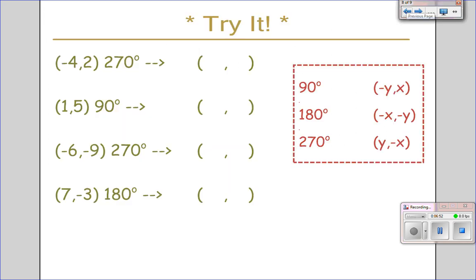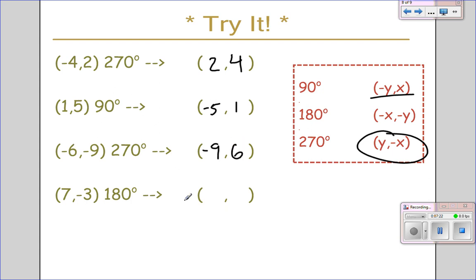All right, I want you to definitely pause and try these four out to see if you can get the new location of these points after rotation. All right, so for 270 degrees, my rule is (y, -x). So 2 comes up front, and the x changes signs. For 90 degrees, (-y, x). So the y comes up front and changes signs, and the x moves to the back. 270 once again: y comes up front, x moves to the back and changes signs. And then finally, for 180, both change signs, so -7, positive 3.